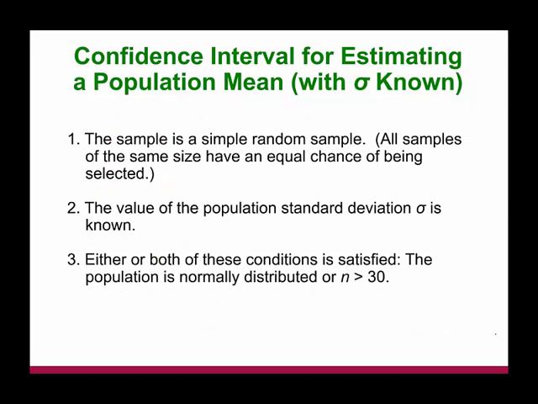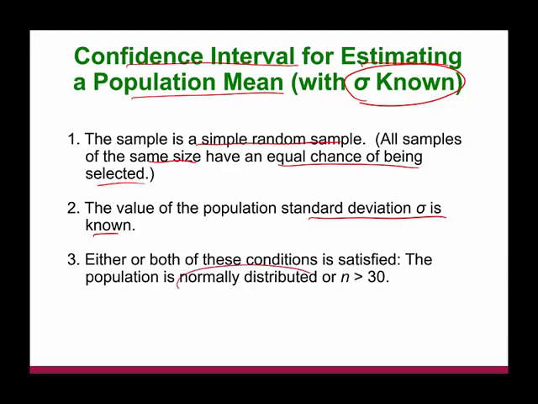The requirements to construct the confidence interval for estimating the population mean, sigma given: the sample is a simple random sample, where all samples of the same size have an equal chance of being selected; the value of the population standard deviation is known; and either one or both of these conditions is satisfied: the population is normally distributed, or the sample size is bigger than 30. Then we can use the critical z-score.